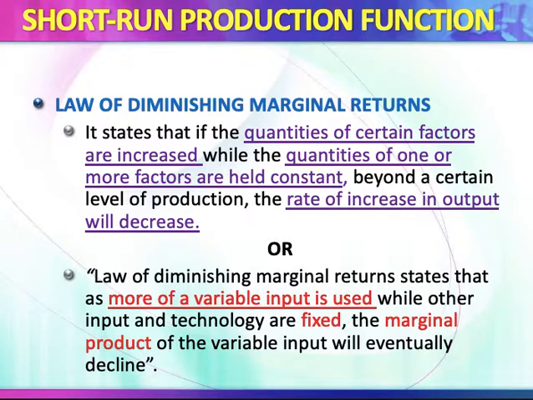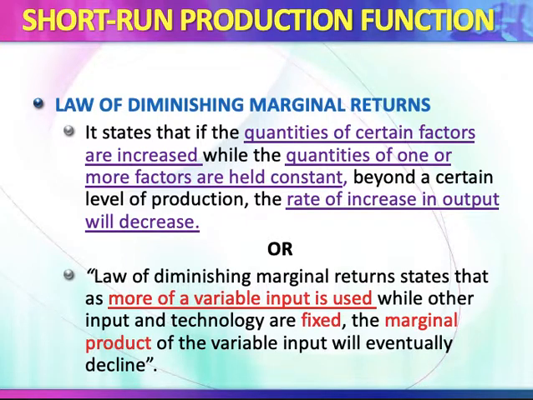Or we can say that the law of diminishing marginal return states that as more of a variable input is used, while other inputs and technology are fixed, the marginal product of the variable input will eventually decline. This is the law of diminishing marginal return. The output increases, but the rate of output reduces. That is the law of diminishing marginal return.